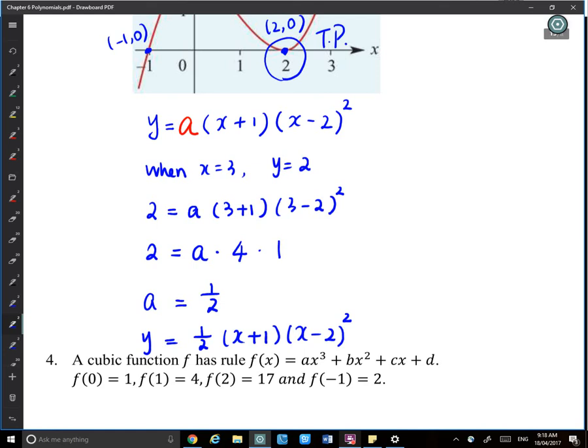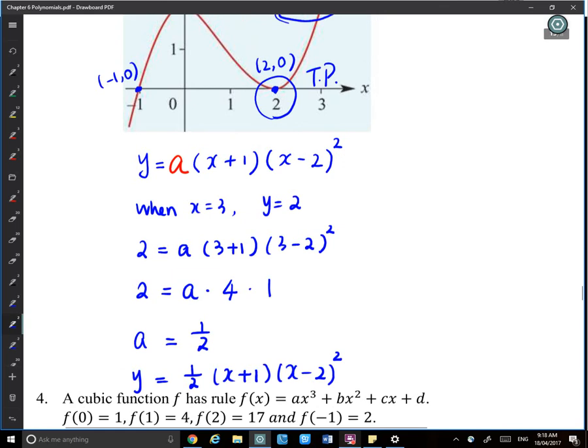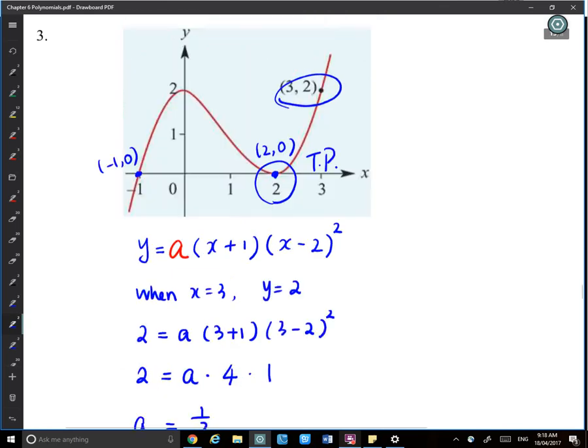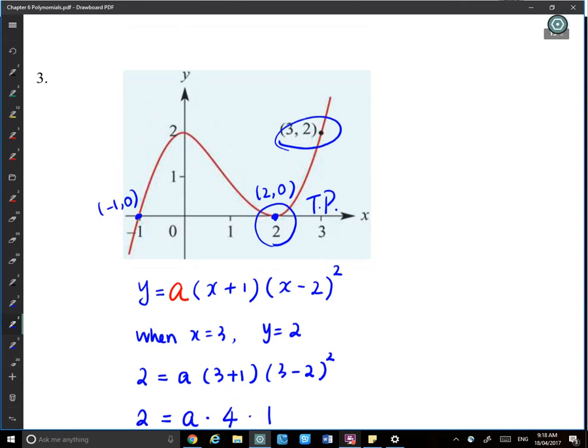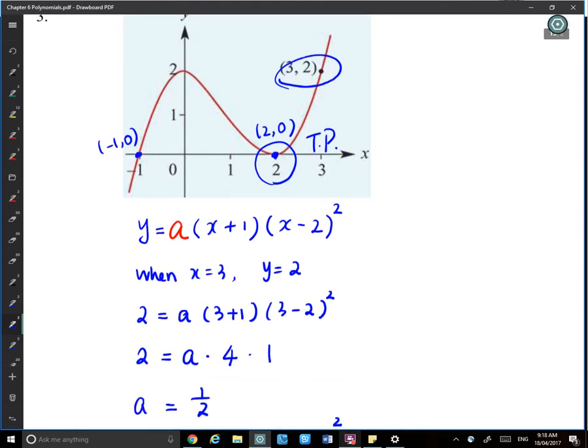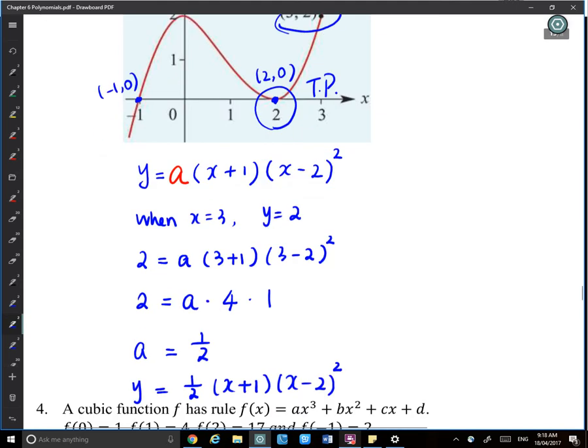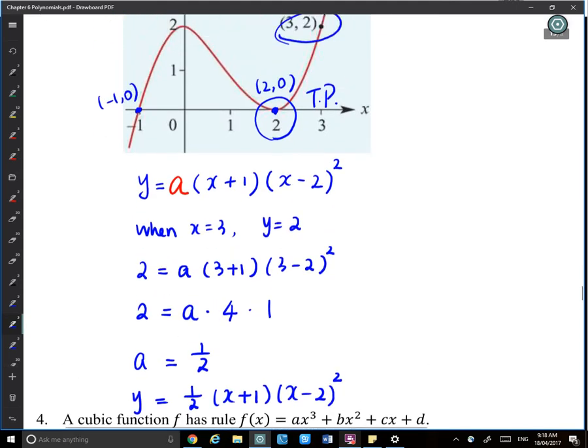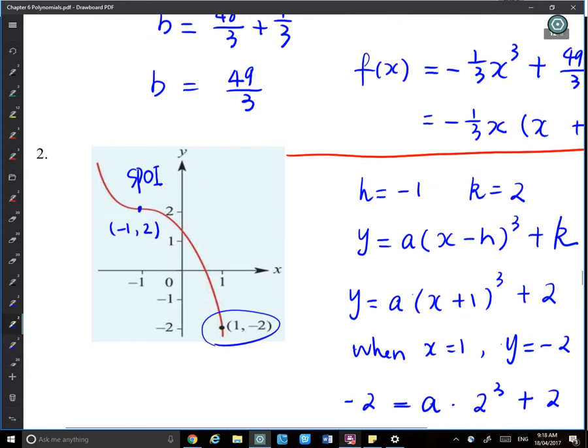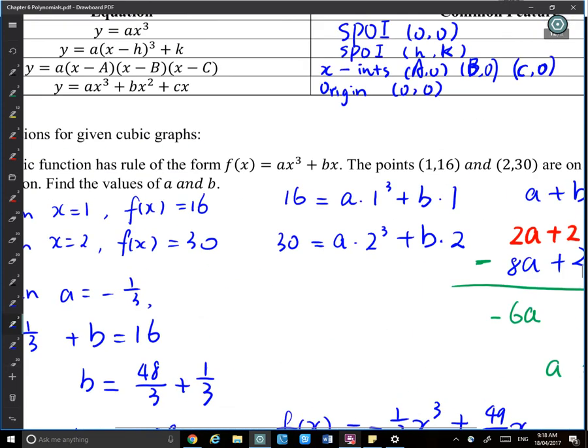And also you can roughly check your answer. How do you check your answer? You can see a is the coefficient for the highest leading term, right? And the graph starts from the top right, so you need to have a positive number. If you solve out your a is a negative number, something is wrong. It must be a positive number. So a equals a half is a reasonable answer. That's finding equations for f(x).